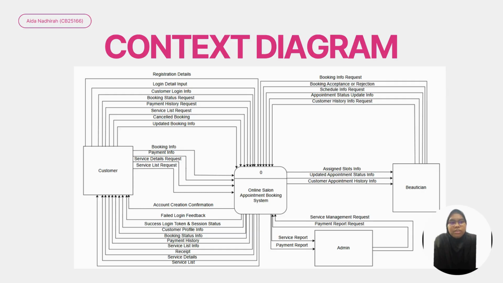The beautician manages the appointment schedule by viewing, booking, and accepting or rejecting appointment requests. The admin manages the system by requesting service and payment reports to monitor business performance. Overall, the context diagram gives a high-level overview of how information flows between the users and the system.